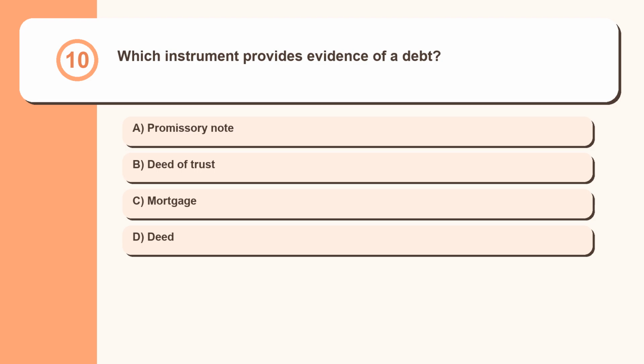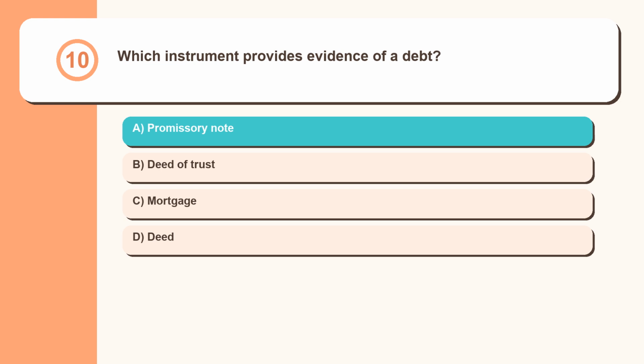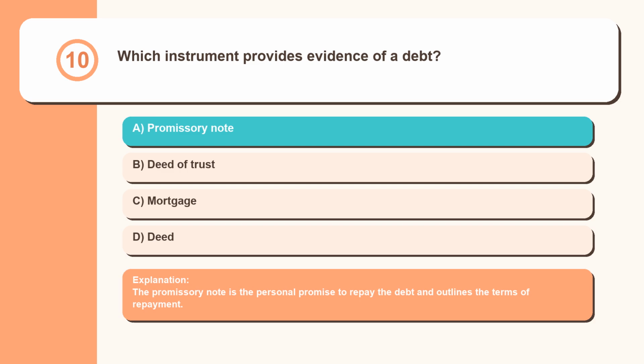Question 10. Which instrument provides evidence of a debt? Promissory note, deed of trust, mortgage, deed. The promissory note is the personal promise to repay the debt and outlines the terms of repayment.